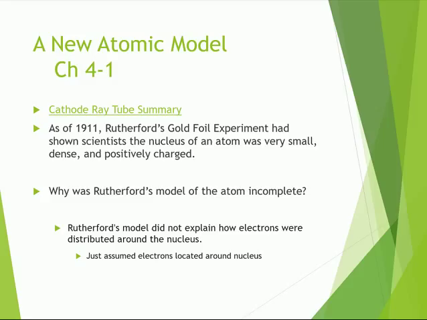What we're going to refer to in this chapter is the fact that in Rutherford's model there was no explanation of what the electrons were doing or how they were distributed around a nucleus. All Rutherford was able to conclude was that the electrons were outside of the nucleus, and that's about as far as he was able to go.